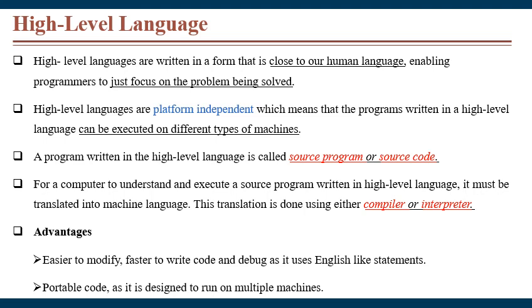علشان الكمبيوتر يقدر يفهم الكود المكتوب بالhigh-level language محتاج لمترجم أو لوسيط. المترجم أو الوسيط في هذه الحالة بنسميه compiler أو interpreter. The advantages of using a high-level language: it is easier to modify, faster to write code and debug, as it uses English-like statements. طبعا المميزات الأساسية للتعامل مع الهاي-level language هي سهولة تعديل الكود، سرعة كتابة الكود والتعامل مع الأخطاء لأنها مكتوبة بلغة يفهمها الإنسان.